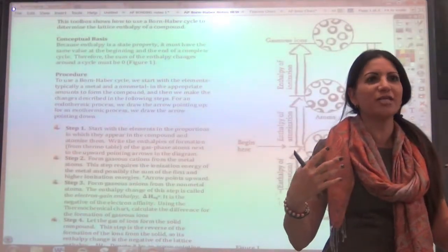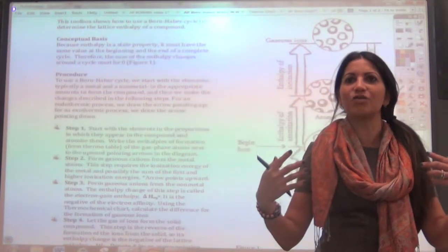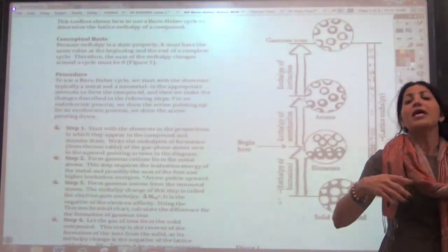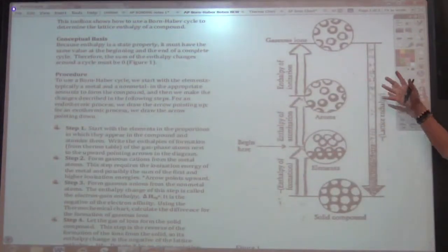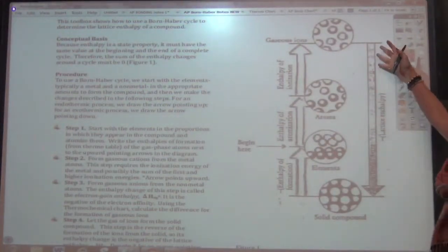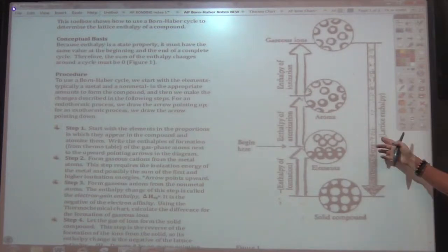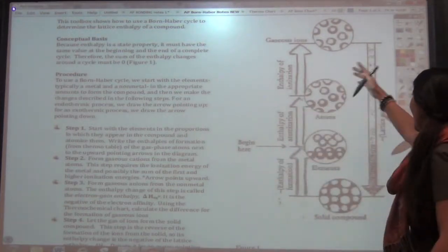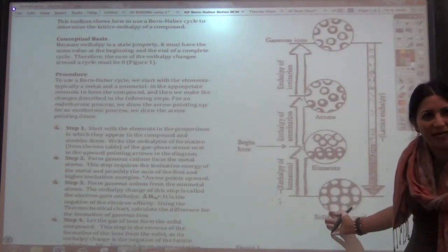Does anybody remember what the addition of an electron is called? Electron affinity. Awesome. So then we have the addition of an electron. And then we end it with this lattice enthalpy. This lattice enthalpy, as it shows here, is the negative of the lattice enthalpy because in this case, we're actually forming an ionic solid.